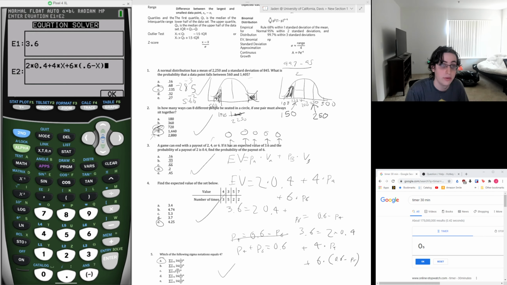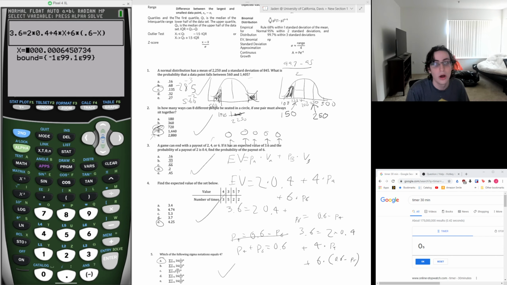Then you press down to go to OK. Oftentimes, you can actually set this up for multiple variables if you want to plug in different values. On the one that you actually want to solve for, you press alpha and enter, and you get 0.4.